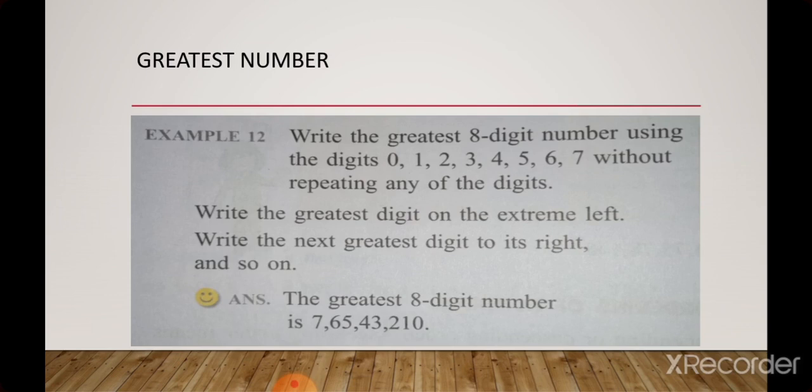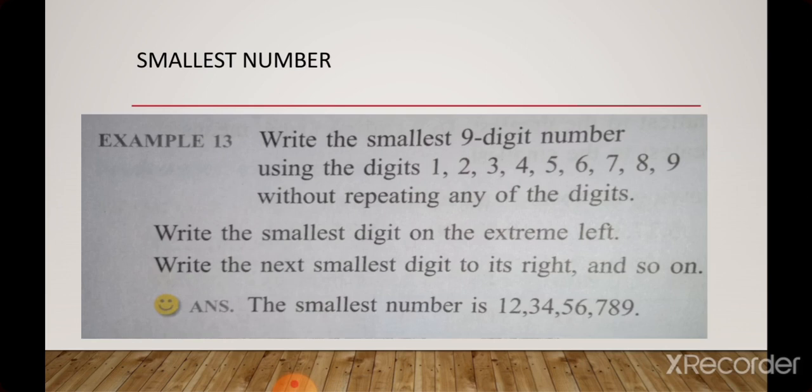So first you should write the number 7. After writing the 7, the next greatest is 6, so write down the 6. After 6, the greatest of the remaining numbers is 5. After writing 7, 6, 5, the remaining digits are 0, 1, 2, 3, 4. In these numbers the greatest is 4, so first you should write 4, then 3, 2, 1, 0. So you write greatest to smallest, then you get the greatest number.